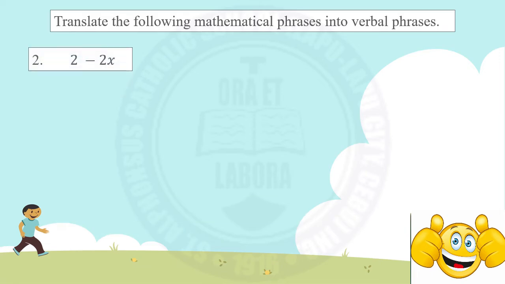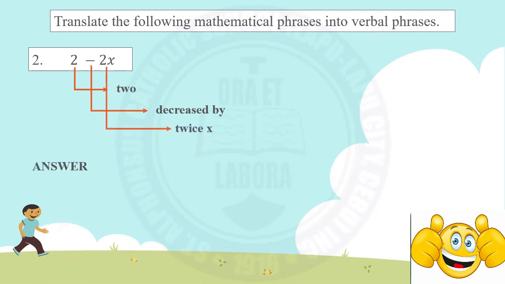Example number 2. 2 minus 2x. When you translate that into verbal phrase, first, the minus sign can be read as decreased by. 2x can be read as twice x, right? So, 2 decreased by twice x. Or you can do it like this: 2 minus twice x. It could be fine.